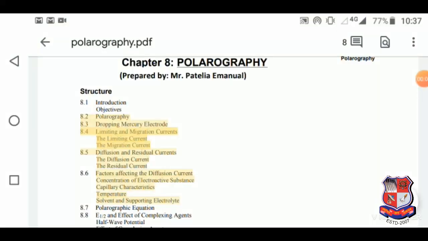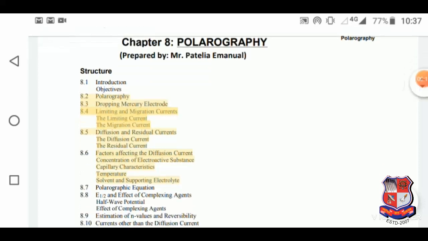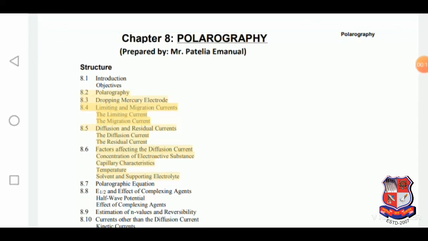Hello students, today we will discuss polarography. It is one of the chapters in the first semester Pharmaceutical Analysis syllabus. We will see the highlighted topics regarding polarography.